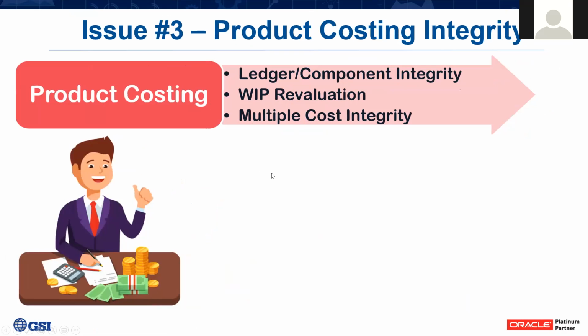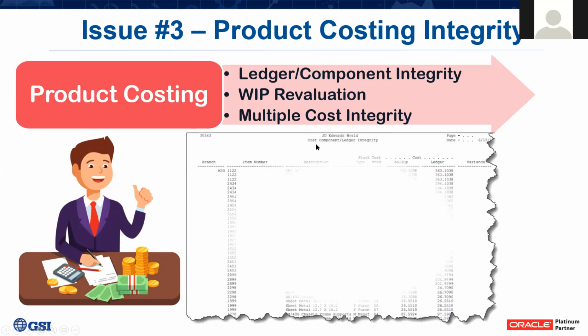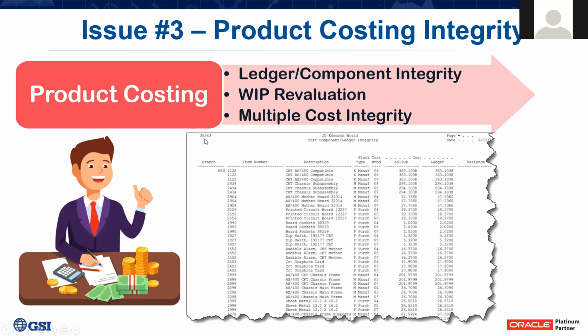Okay, let's move on. Issue number 3, product costing. There are some integrity reports that you can run to make sure, especially if you're using a standard cost system, okay? First, the ledger component integrity. There is a report inside of JD Edwards that you can run. It's 30543. Now, what this does is it's going to take all of the cost components of your items and add up the A1s, B1, C1, D1, whatever you have for components, get a sum total, and it's going to compare it to what the standard is, okay?